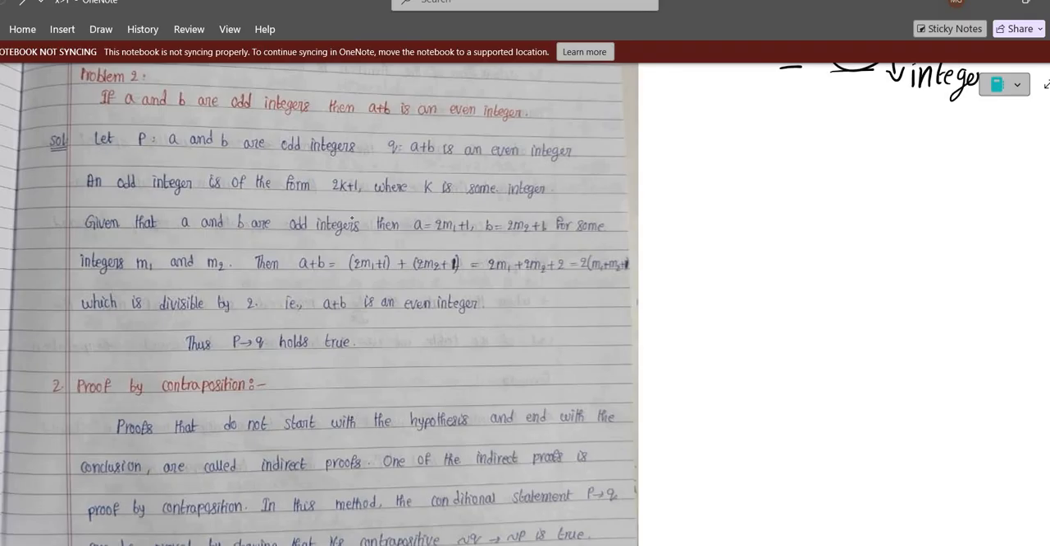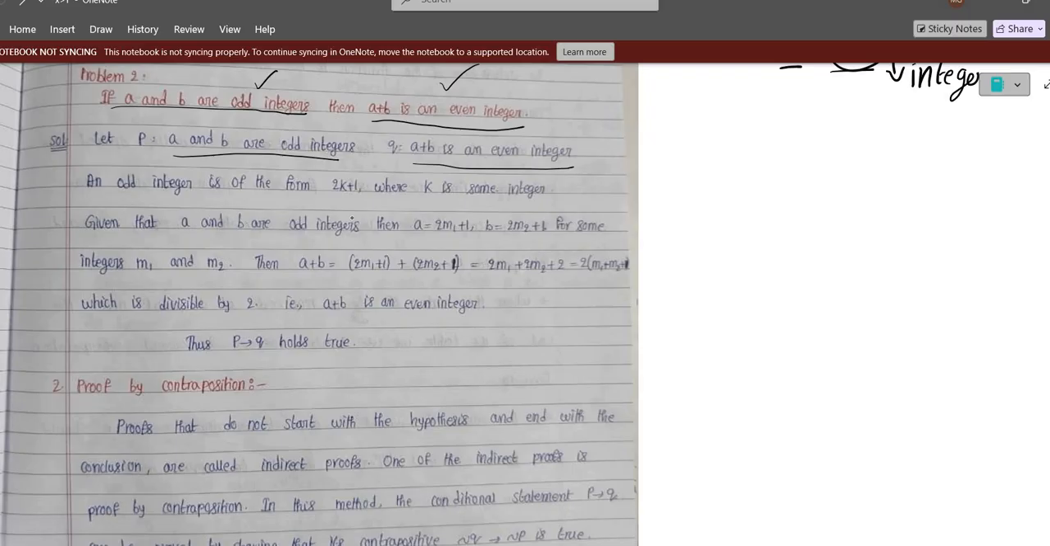Here also we want to assume the if portion, and we want to prove the then portion. Here a and b are odd integers, then a plus b is an even integer. So by considering this, and also known axioms, definitions, and previously proven theorems, we want to prove a plus b is an even integer. So I am taking this as p, this as q.